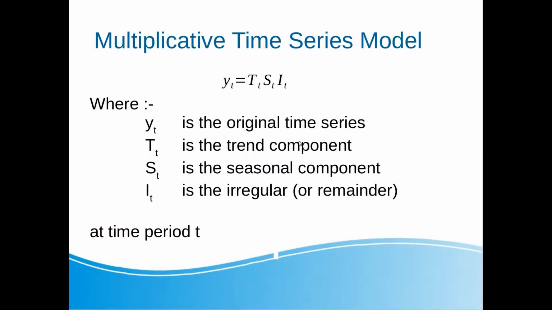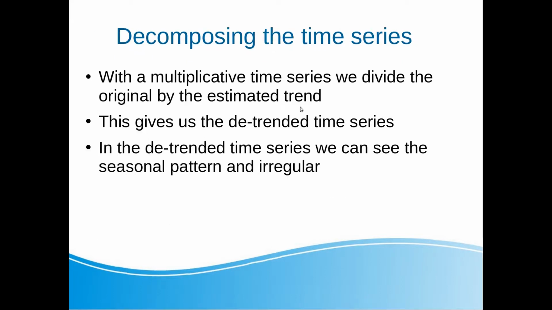So a multiplicative time series model takes the form of the original at time t equal to the trend component at time t times the seasonal component at time t times the irregular component at time t. This is different from an additive model where you would have trend component plus the seasonal component plus the irregular component. So if we were to divide by the estimated trend, we would get a detrended time series. And in this detrended time series, we would see the seasonal pattern and the irregular.